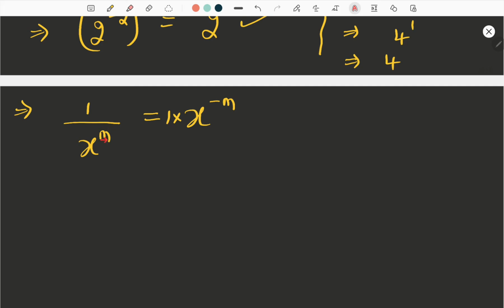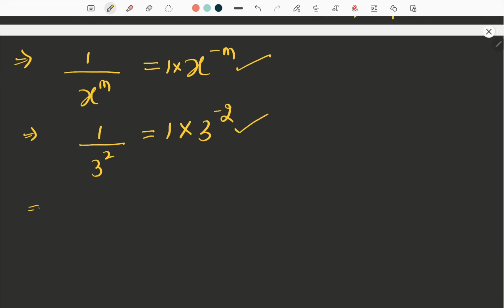So, whatever power is there, it becomes minus. For example, 1 by 3 square is there. How can you write? 1 will be there, no need to worry about that. So it becomes 1, you keep it, and into 3 to the power minus 2 it becomes. It is just a way of writing. What is its importance you will get to know as we proceed.